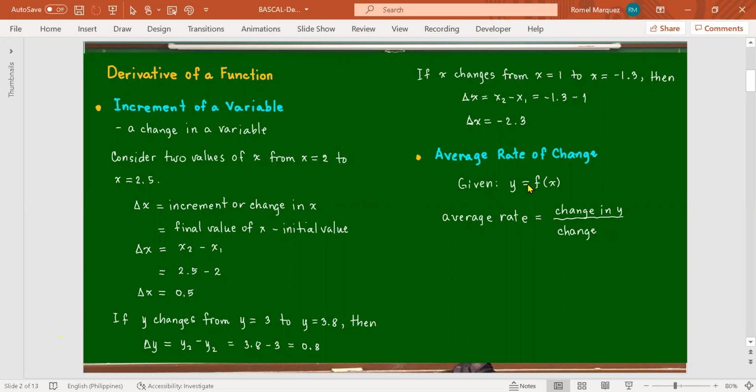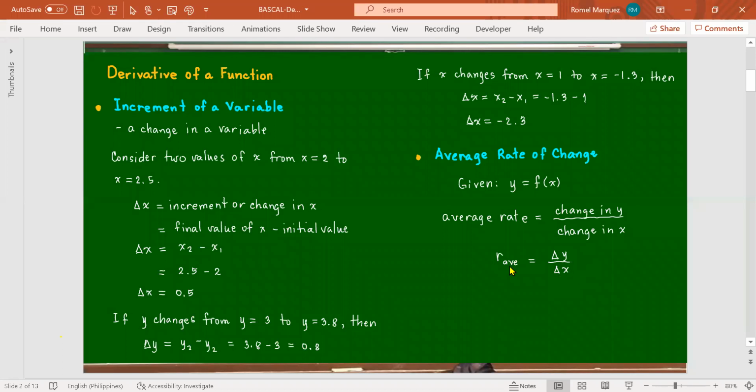If you have y equals f of x, that is the average rate, and this is equal to what? Delta y over delta x. Am I correct? Yes.